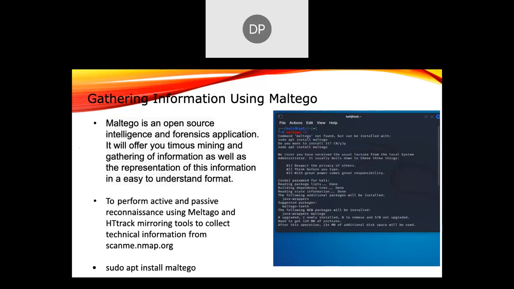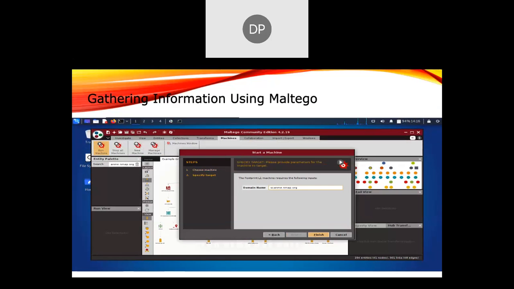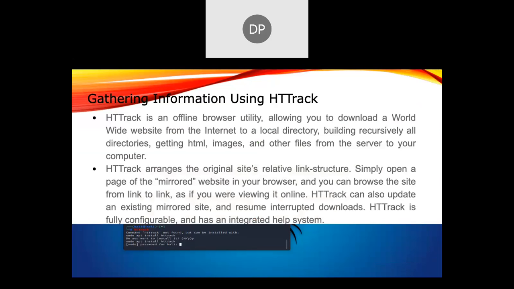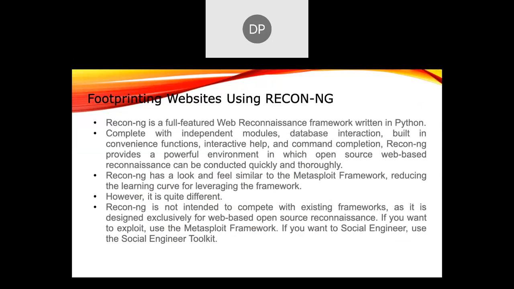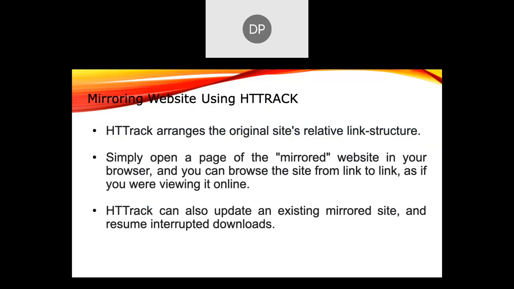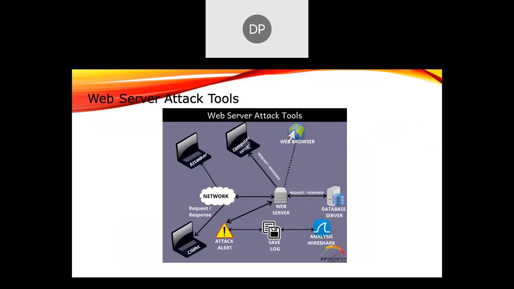Then you can make the fifth section gathering information about web server using Maltego. In the sixth section, you can make gathering information about web server using HTTrack. The seventh section maybe footprinting web server using Recon-ng, and the last section of the third assignment may be footprinting website using Nessus. You may use some also.